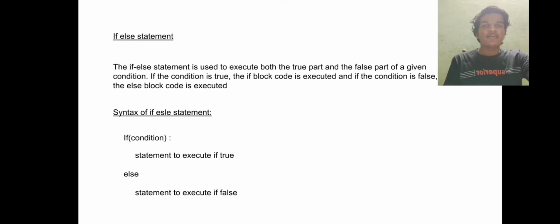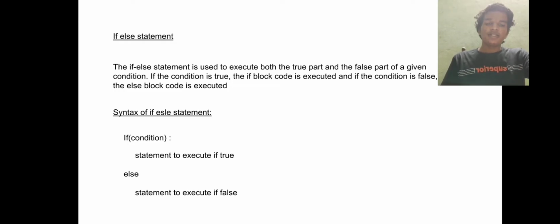The next one is the if else statement. The if else statement is used to execute both the true part and the false part of a given condition. If the condition is true, the if block code is executed, and if the condition is false, the else block is executed. The statement itself says if a condition is true, then execute the statement present inside the if block. If the condition is false, then execute the else block. The else block will execute only when the condition becomes false.